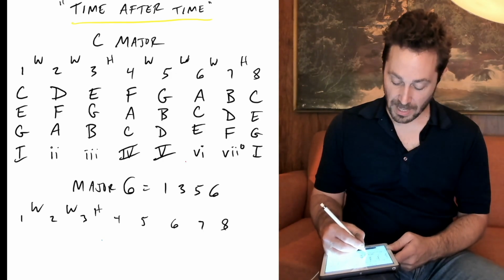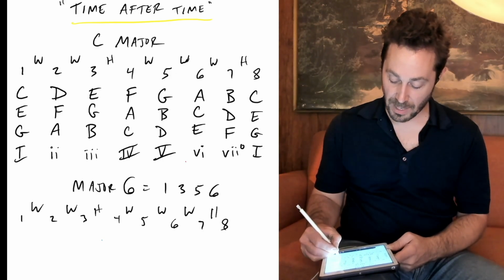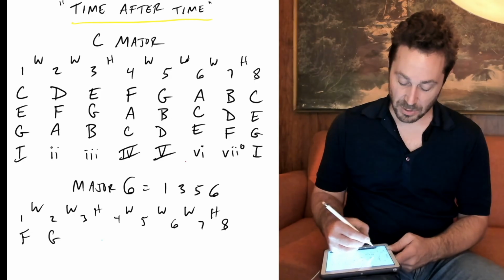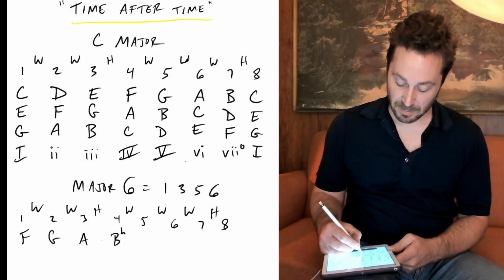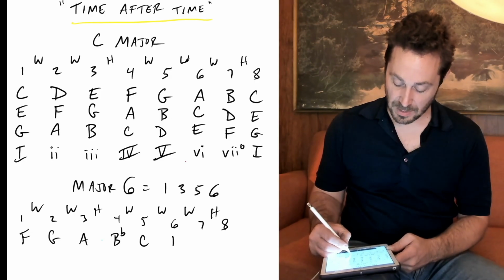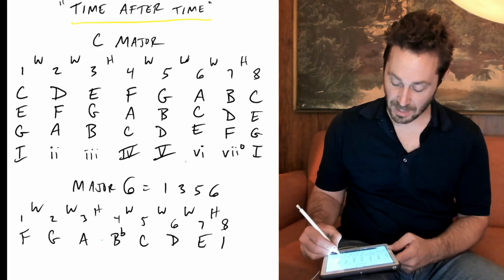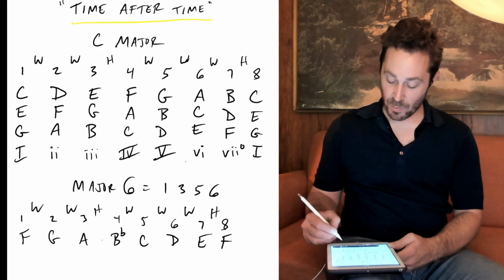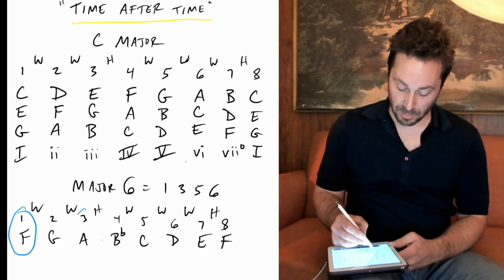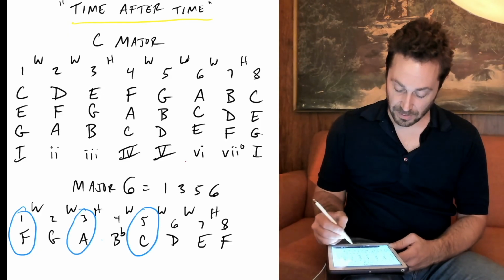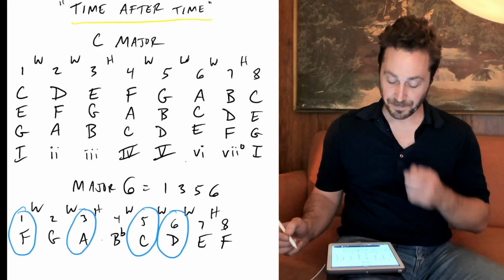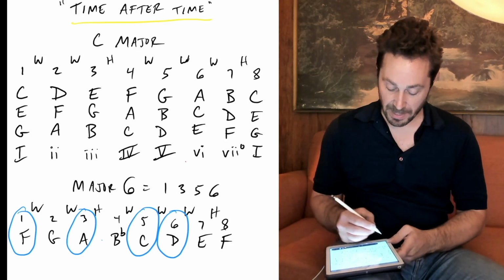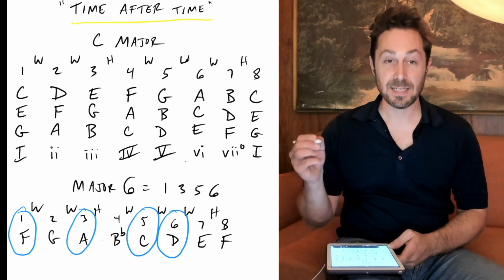Whole, whole, half, whole, whole, whole, half. F, whole step to G, whole step to A, half step to B flat, whole step to C, whole step to D, whole step to E, half step to F. Now we can see the first note, the third note, the fifth note, and the sixth note right there. So the chord would be made of F, A, C, D.